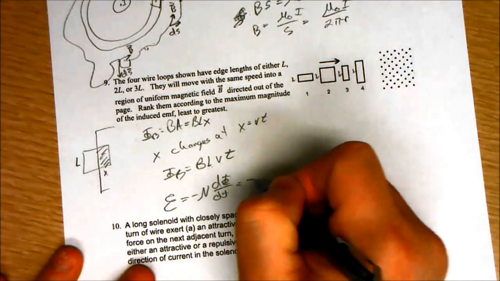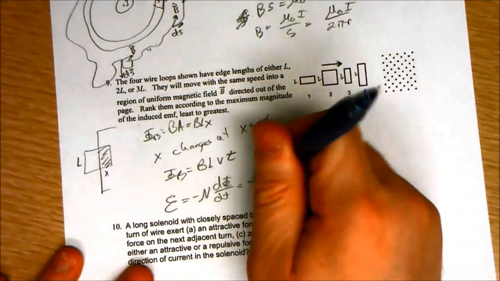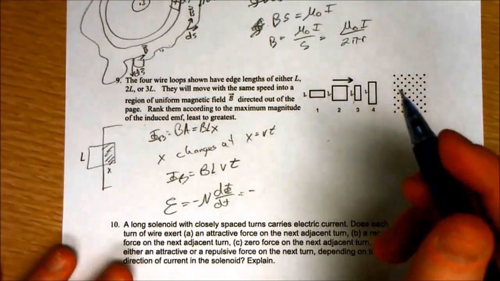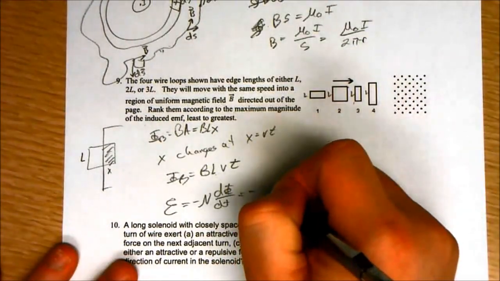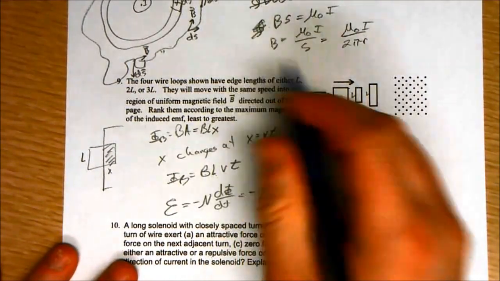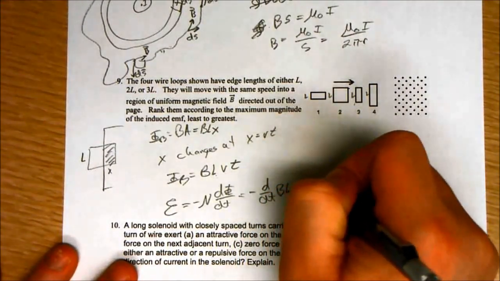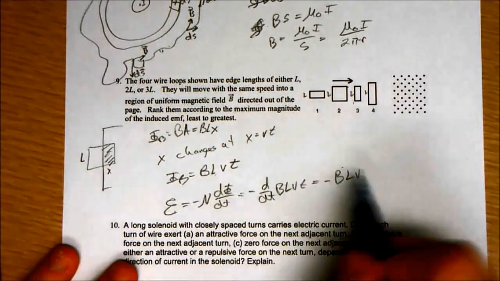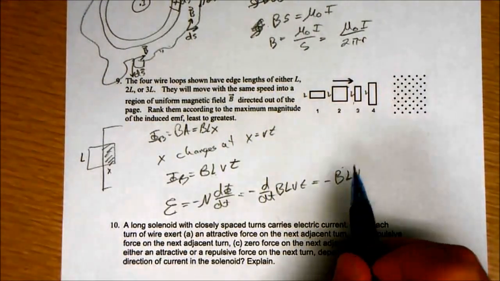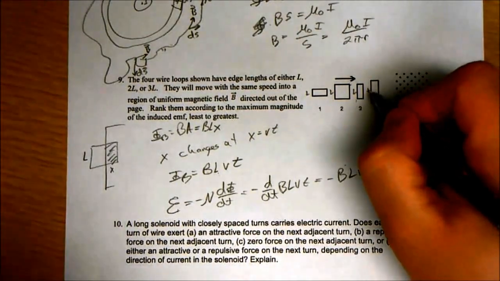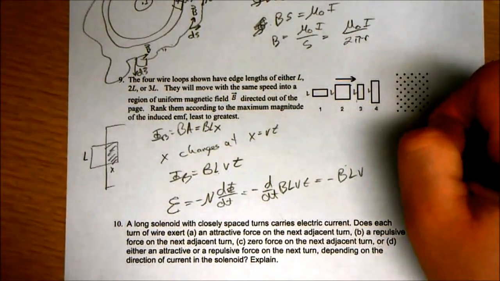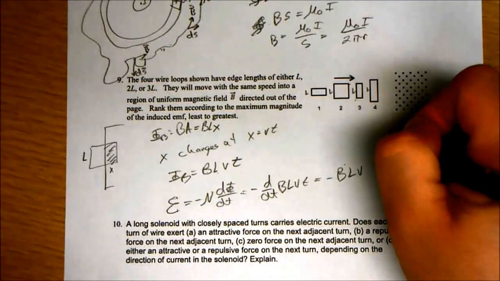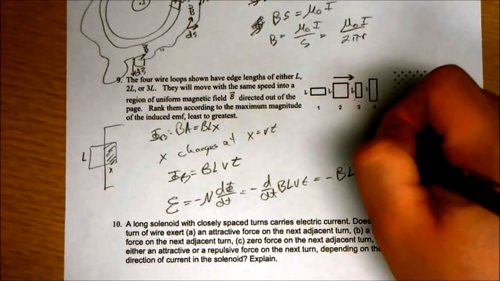EMF equals negative N, and I don't have to put the N in there because each loop only has one turn, d phi dt. The derivative of BLVt equals negative BLV. So the induced EMF is proportional to L. 4 has the largest L. 3 is next, and that is greater than 2, and 2 is greater than 1.